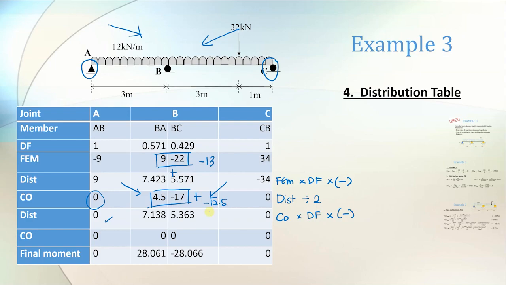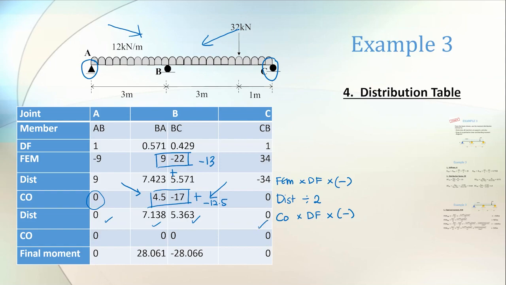So if you get negative 12.5, you multiply by 0.571, you get negative 7.138. Okay, and then you multiply by negative, so it becomes positive. And same goes with BC. Negative 12.5 times 0.429, you will get negative 5.363, and then you multiply by negative, so it becomes positive. And then for CB, the value of CO here is 0, so 0 times 1 times negative, then it becomes 0 also.